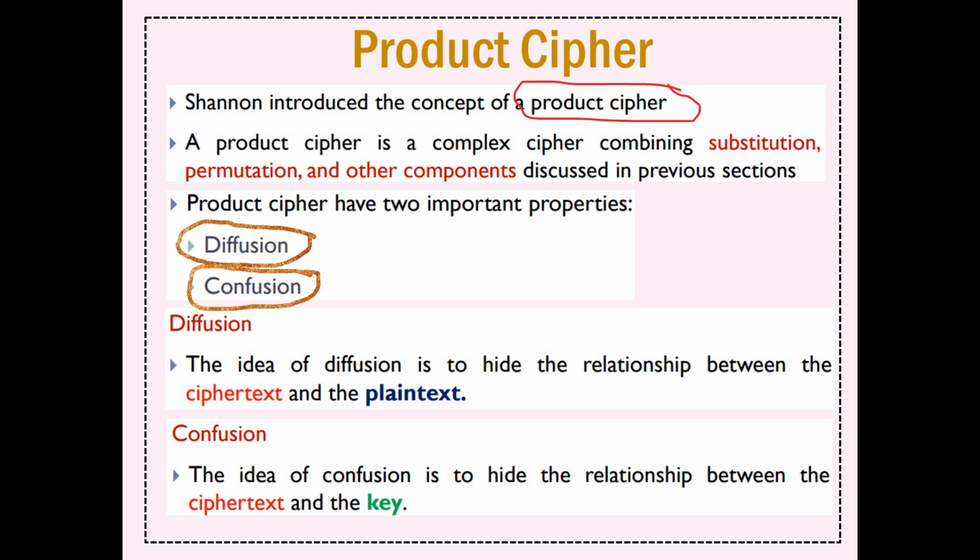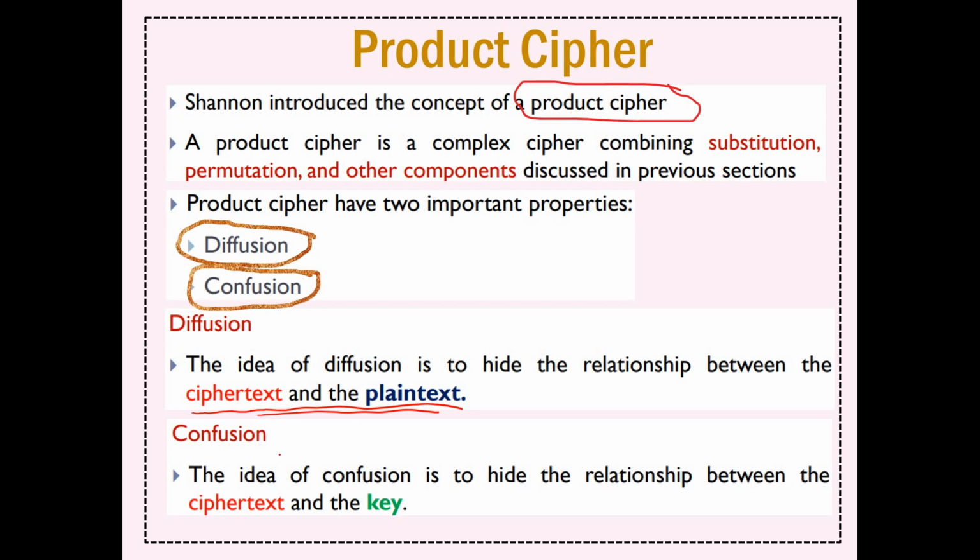The idea of diffusion is to hide the relationship between the ciphertext and the plain text. Please make a note that diffusion always makes an effort to hide this relationship. Ciphertext is what you get after encryption, and plain text is basically the message. There must be some relationship between those two, so diffusion is a process to prevent that, so that even if you get the ciphertext, you are not in a position to get back the plain text easily.